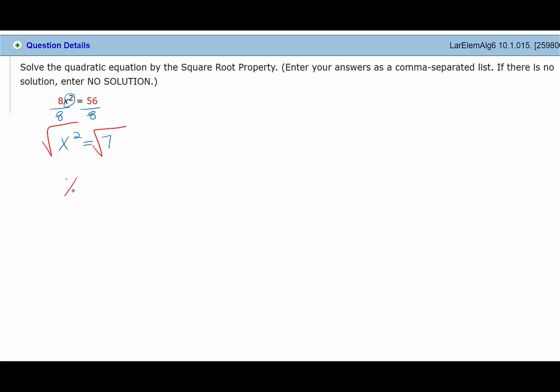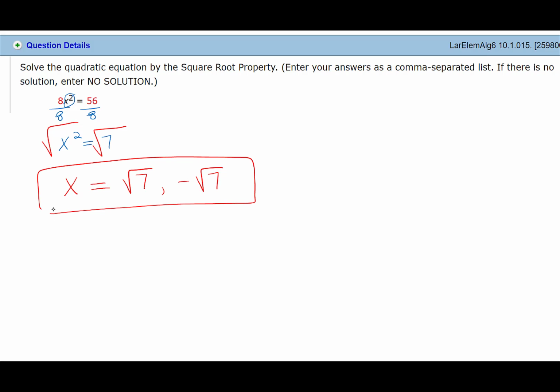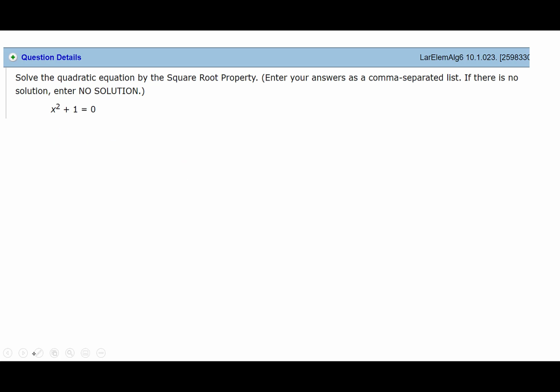On the left side, that equals x. On the right side, when we take the square root of a number, when we're thinking about the roots of any number, it's going to be a positive and a negative. So the answer will be a positive square root of 7 and a negative square root of 7. So you'll write both of those answers separated by a comma.